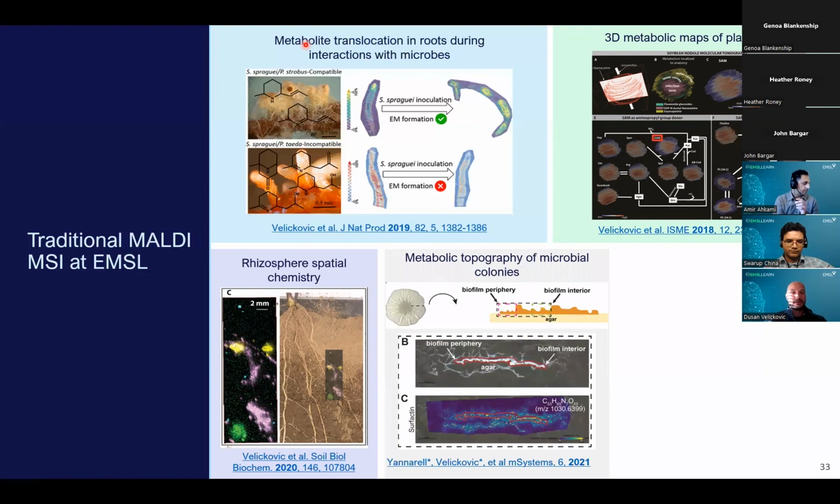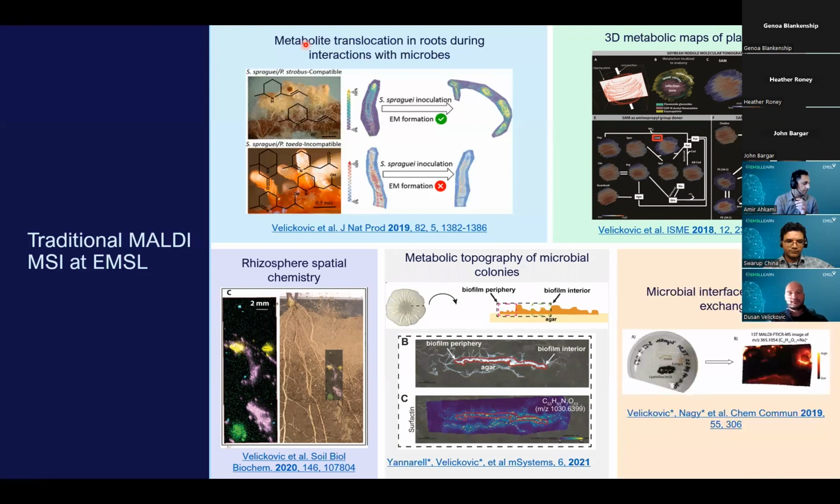We can also analyze microbial systems. We can provide metabolic topography of microbial colonies, and do depth profiling, and based on that decipher different phenotypes in the biofilms. Finally, one of the most common samples that we analyze here are solid agar plates where different microbes are interacting, and we can image metabolic exchange at that microbial interface.